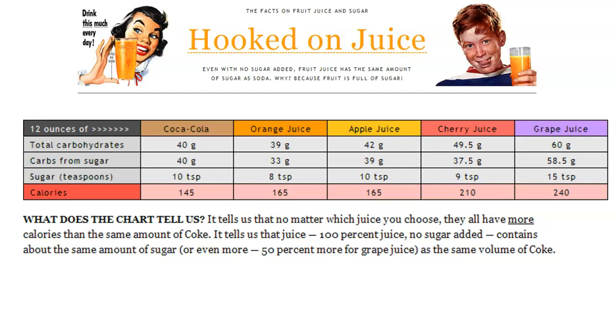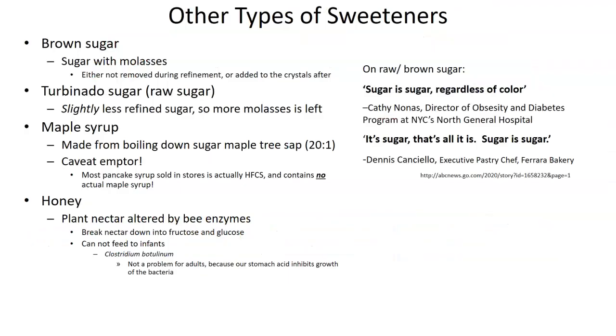It tells us that no matter which juice you choose, they all have more calories than the same amount of Coke. It tells us that juice, 100% juice, no sugar added, contains about the same amount of sugar or even more as the same volume of Coke. So juices, the same as sodas, need to be consumed in moderation. They're not something to consume every day. We know they lead to caries, or as we usually call them, cavities. We know they have deleterious effects also on the body, so watch out for those.